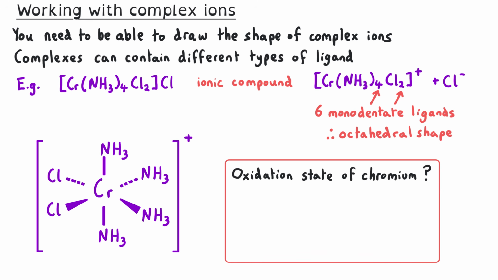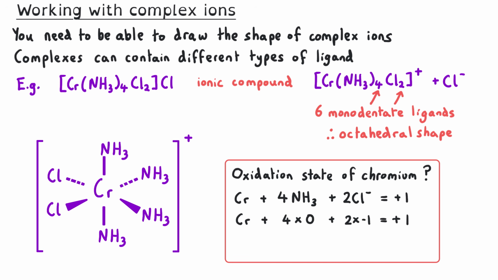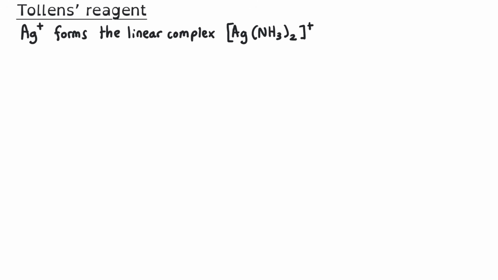You could also be asked to work out the oxidation state of a metal in a complex ion. For instance, for this one here, the overall charge of the complex is +1. We've got a chromium metal, we've got 4 neutral ammonia ligands and 2 negative chloride ligands. And so that means that chromium plus 4 lots of 0 plus 2 lots of -1 equals +1 overall. So chromium plus 0 minus 2 is equal to +1, and that means that the oxidation state of the chromium must be +3.